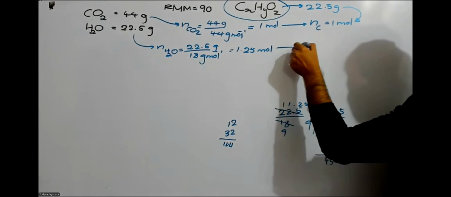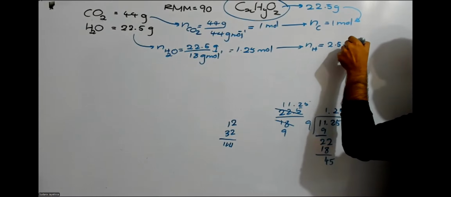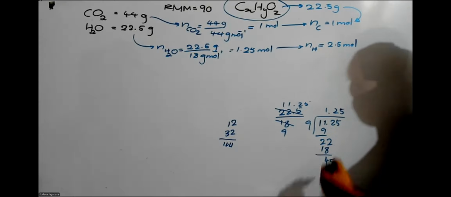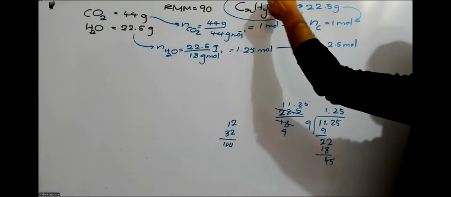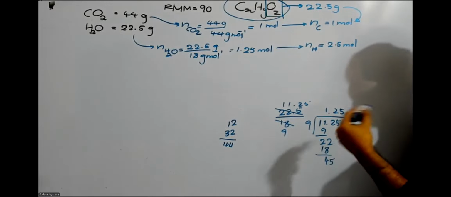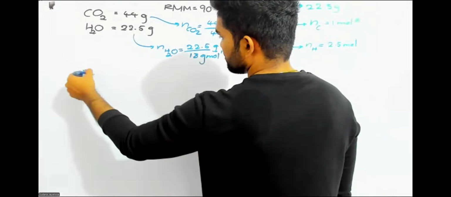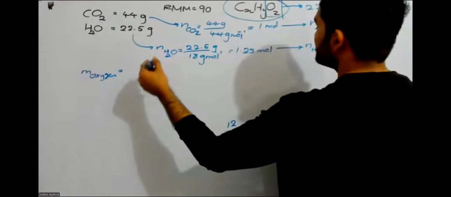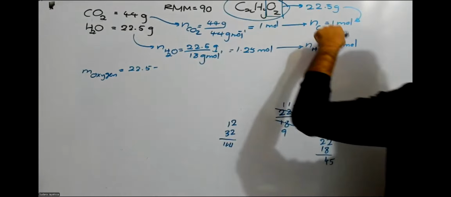So moles of hydrogen will be 2.5. Now you have the moles of hydrogen and carbon. Then there is another element left, no? Oxygen. So how do we get the moles of oxygen? This is how you do it. First find the mass of oxygen. For that, 22.5 minus the masses of these two.